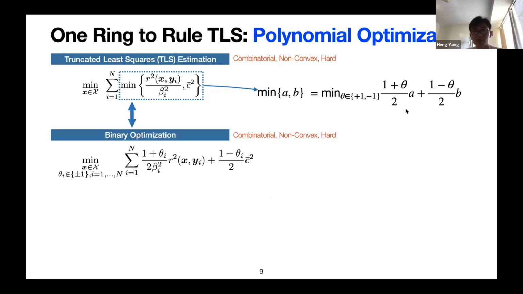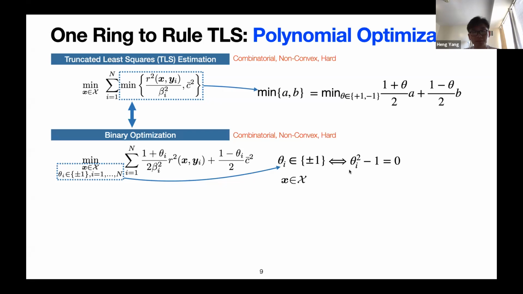But this comes to the nice feature of the TLS framework, which is that these thetas, although they are binary, can actually be written in a continuous fashion. I will show here that enforcing theta to be either +1 or -1 is equivalent to saying that theta_i squared is equal to 1. On the left-hand side, this is a combinatorial problem, but on the right-hand side, you actually go back to the continuous optimization land. This is the first nice thing about this TLS estimation framework.